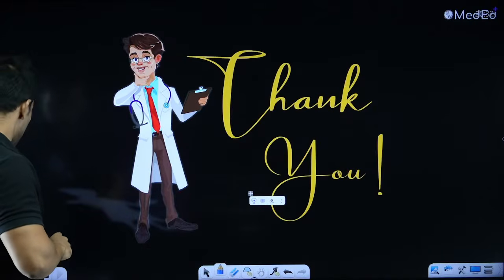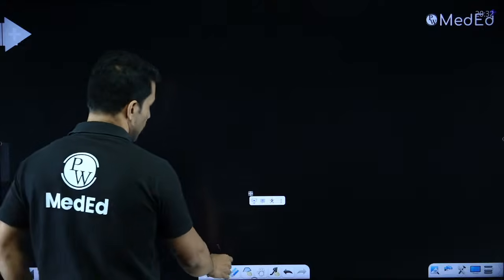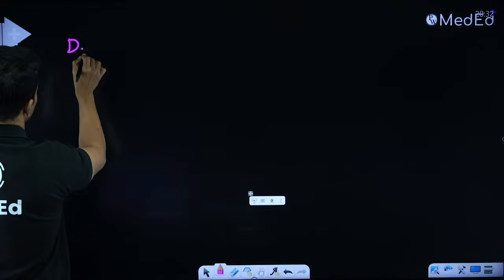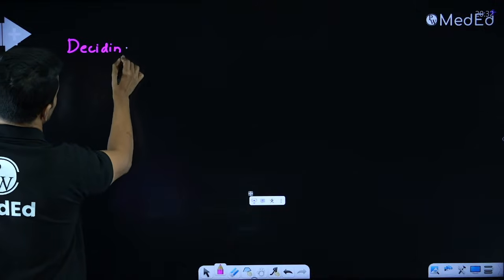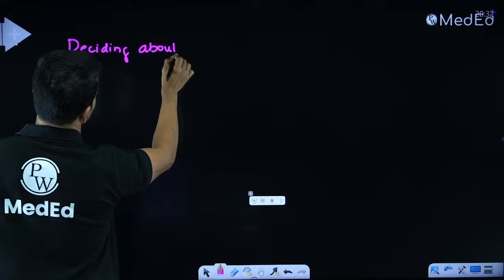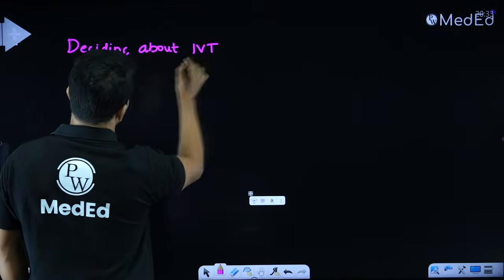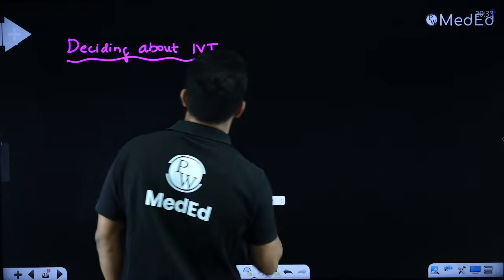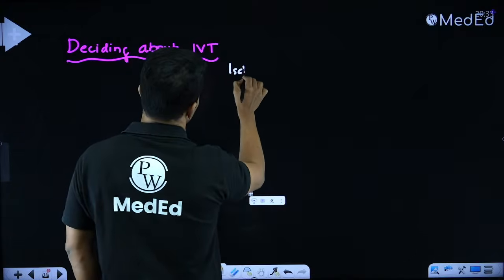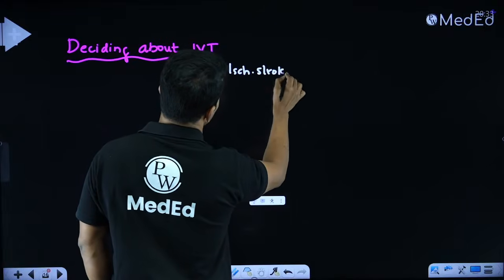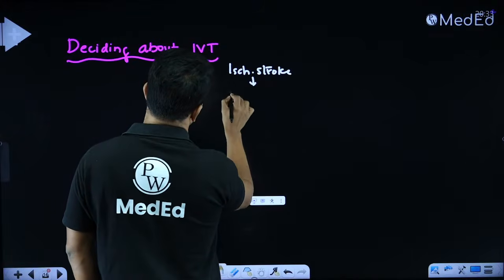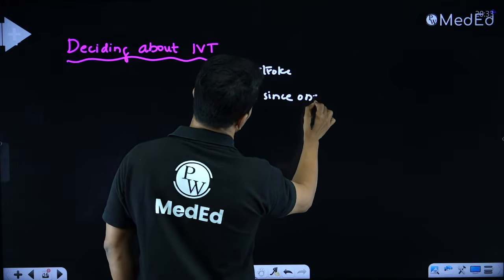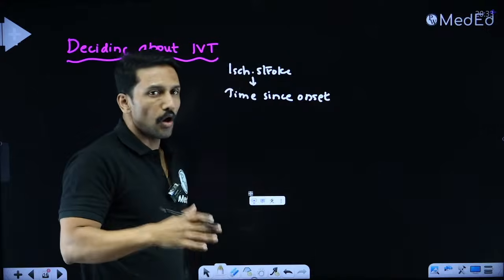So let us put together a flow chart of the approaches. Let us say I have a case of ischemic stroke and I have to now decide about IVT, and then we will learn the decision about EVT, right? So if I have an acute ischemic stroke, what really matters to me is the time since onset. Now, in many cases, the time since onset is not known.